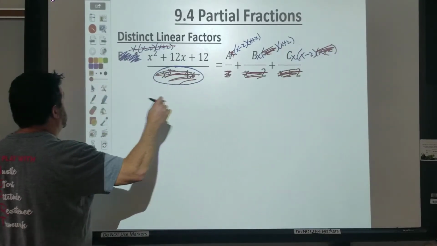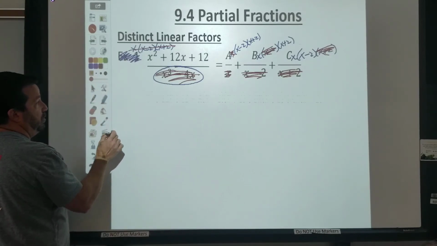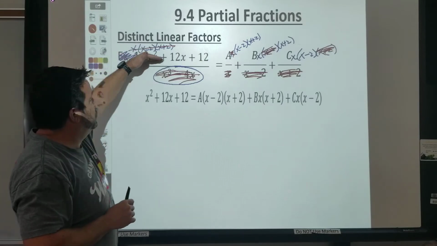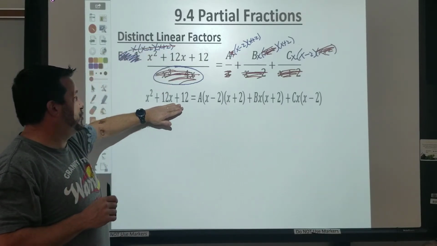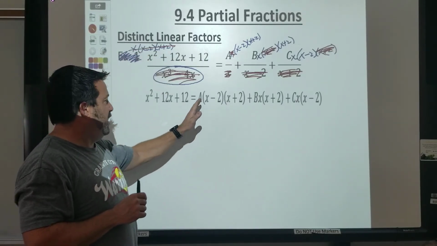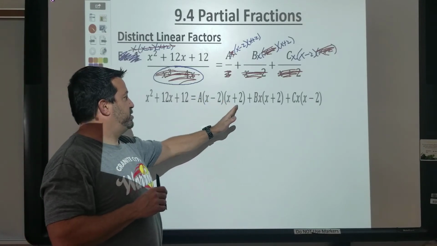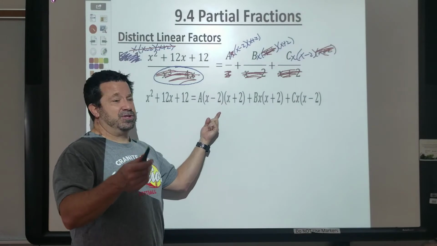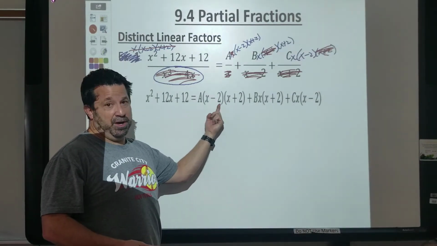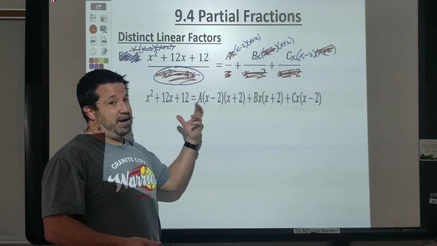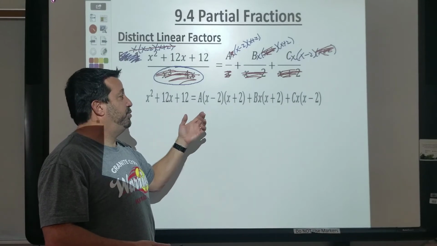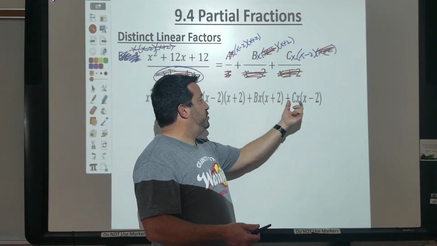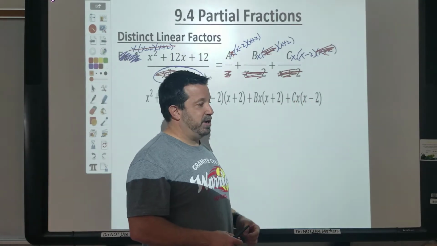But all my denominators are now gone. So this is what I am left with here. I have the original numerator, x squared plus 12x plus 12. I have this a times x minus 2 times x plus 2. And yes, you could multiply that out. In the other technique that I'm going to show you, you would multiply that out. But for this case, I'm not going to do that because there is a simpler way to figure this out. And so then I have this bx times x plus 2, and I have this cx times x minus 2.